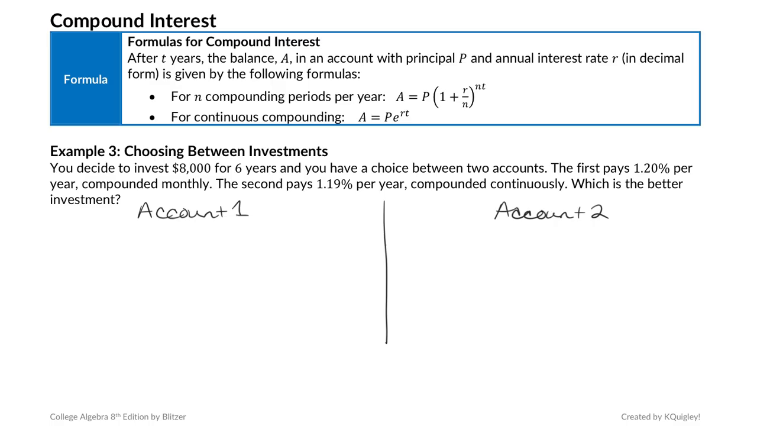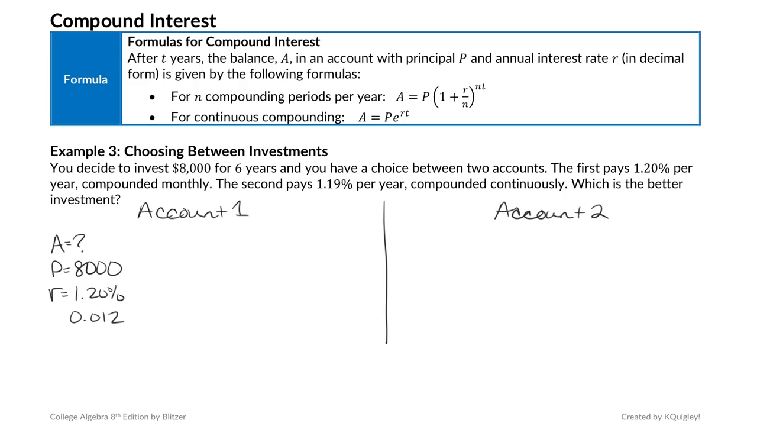If we take the individual pieces we got from the problem, which would be that we are finding the amount in the account when the principal investment is $8,000, the rate is 1.20%, but I don't want to use that as a percentage. How do you change that to a decimal? Move the decimal 2 spaces by the Dr. Pepper rule. This becomes 0.0120.